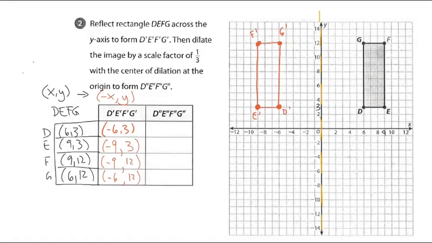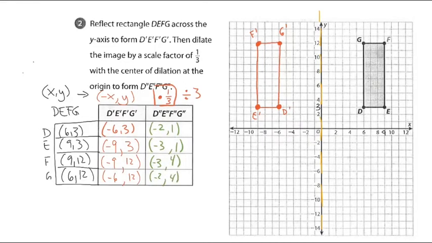And then the last thing it says is to dilate it with the center at the origin with a scale factor of 1/3. So what I'm going to do is just multiply everything by 1/3. Multiplying by 1/3, for those of you that don't have the math thinking squared away, is the same thing as dividing by 3. My preferred way is just saying it like this: multiplying by 1/3, you can think of it as dividing by 3. Every single number you're going to do that to. So divide -6 by 3, I get -2. -3 divided by 3 is -1. -9 turns into -3. 3 turns into 1. -9 turns into -3. 12 turns into 4. -6 turns into -2. 12 turns into 4.